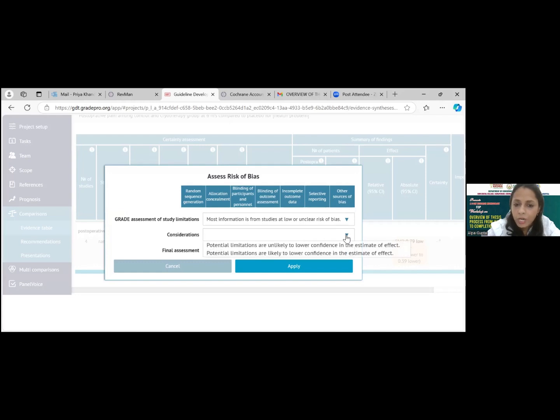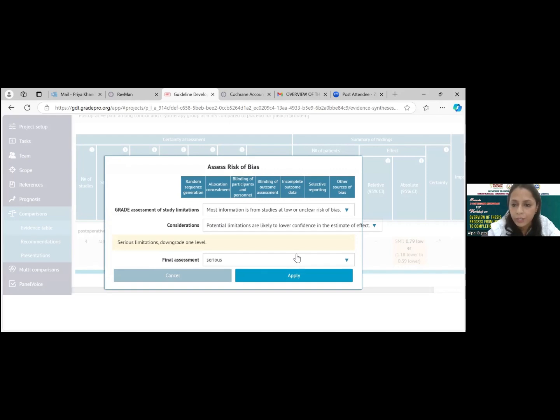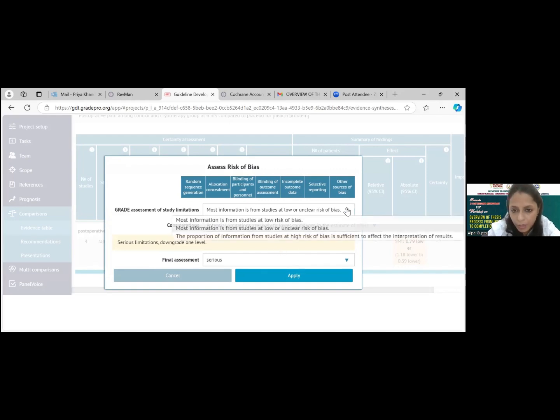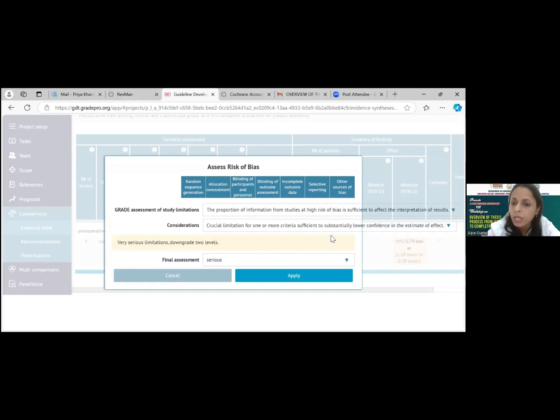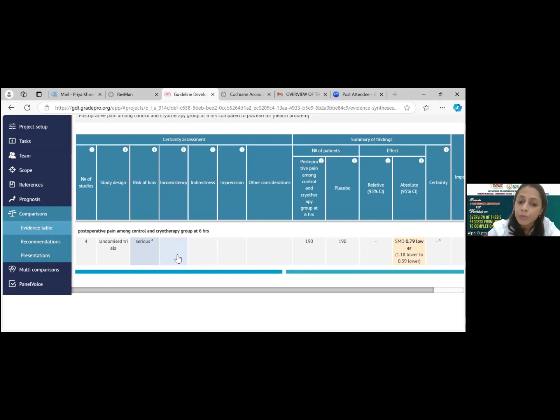Then consideration, that is, potential limitations are likely to lower the confidence in the estimate of effect because your studies are having high risk of bias. Sorry, here you have to click high risk of bias. Next, the final decision is that your risk of bias is serious. You have to apply this. You have to give reason for each and every parameter.